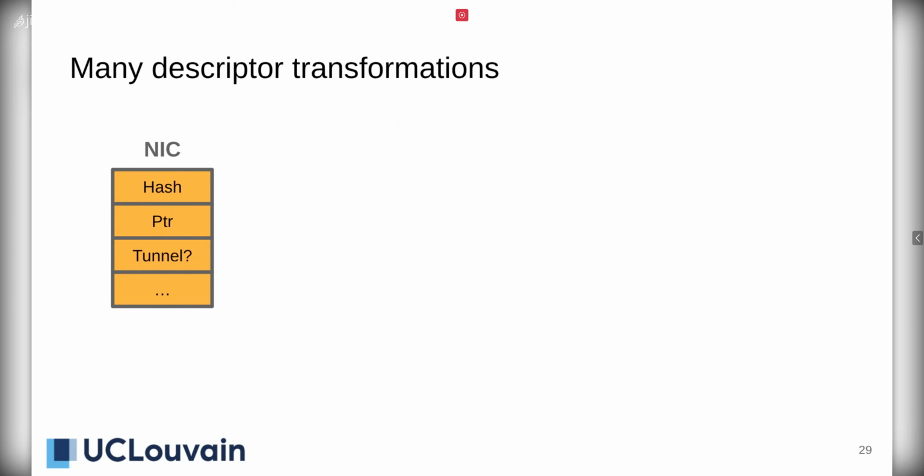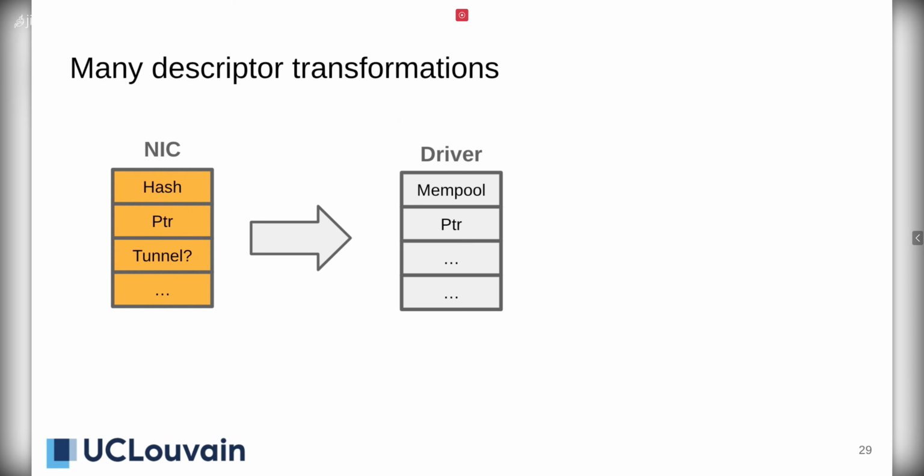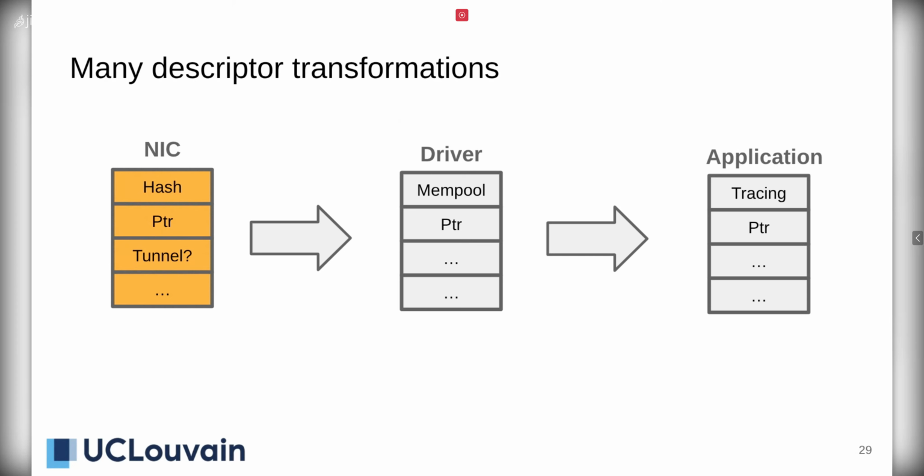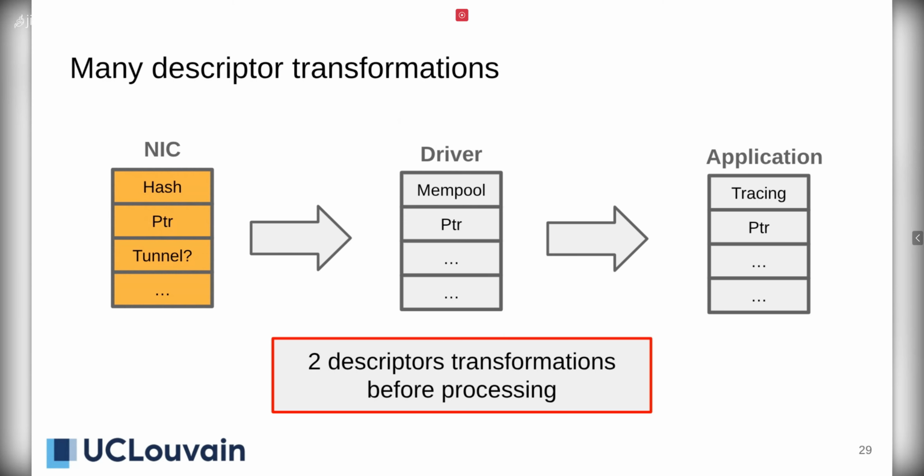This is actually one of the roles of the driver: to take this metadata, which is really specific to the NIC, and turn it into something more generic. So the metadata already goes once through a transformation. And then, if you have a packet processing application, it also generally needs some per-packet metadata space for its own needs. And so you have another transformation. So before you even start processing your packets, even before you start doing something with the data, you already go through two descriptor transformations. And so this is very inefficient.